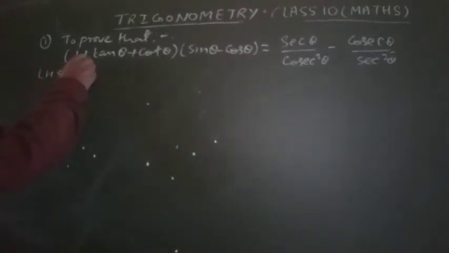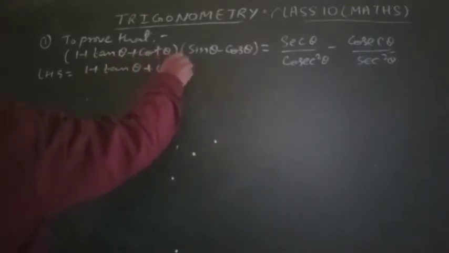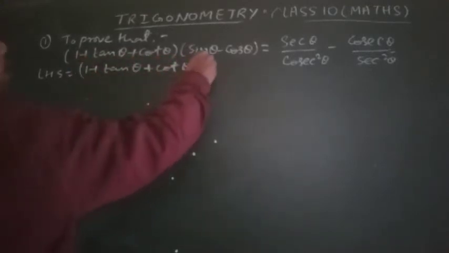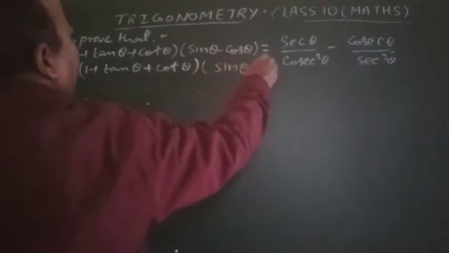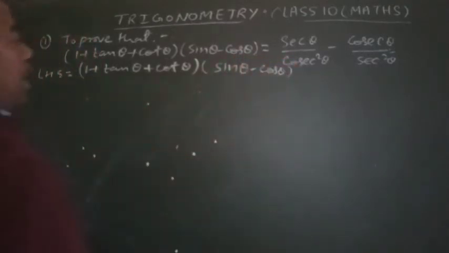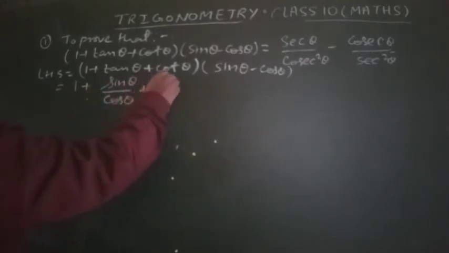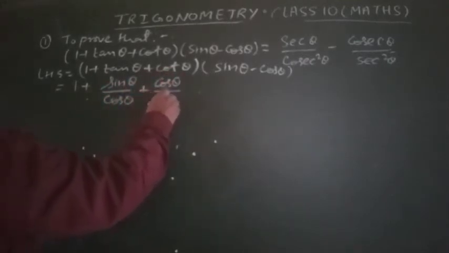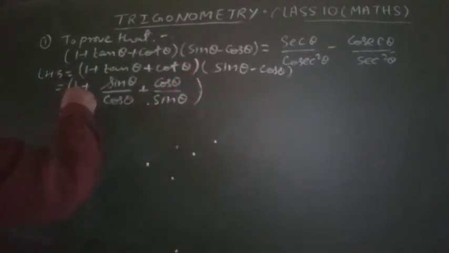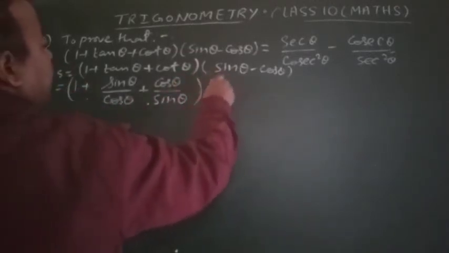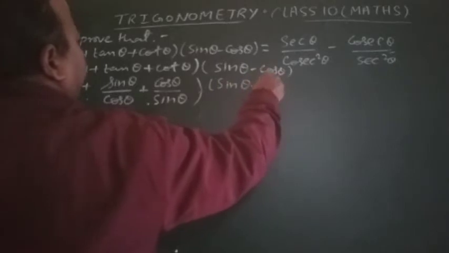LHS is (1 + tan θ + cot θ)(sin θ − cos θ). I hope you are ready for understanding. Now tan θ means sin θ by cos θ, and cot θ means cos θ by sin θ. I just keep them in the bracket. Now here it is sin θ − cos θ.